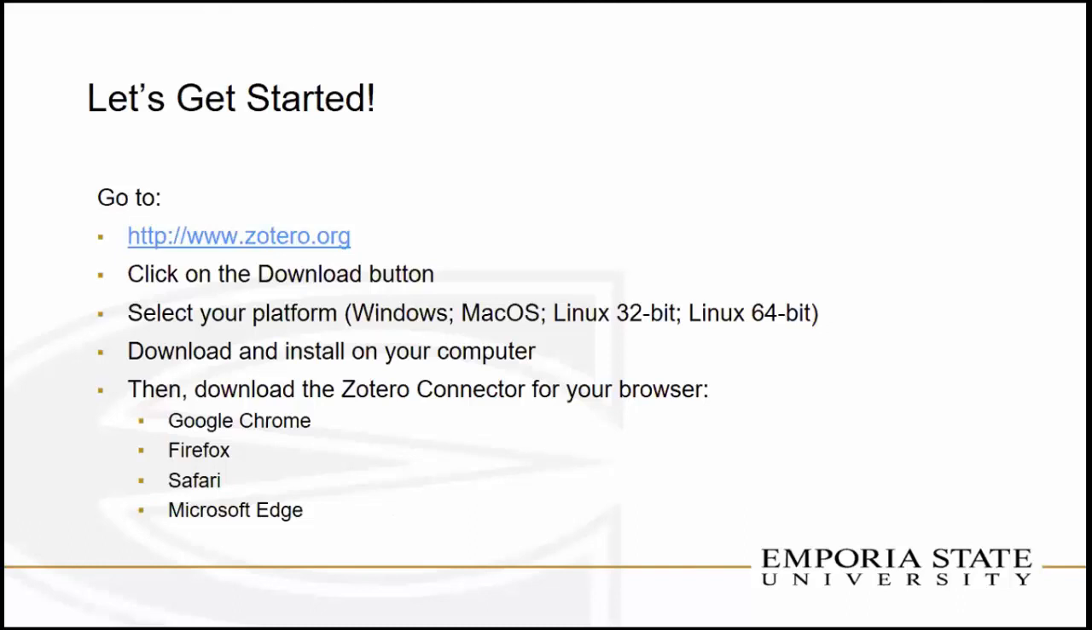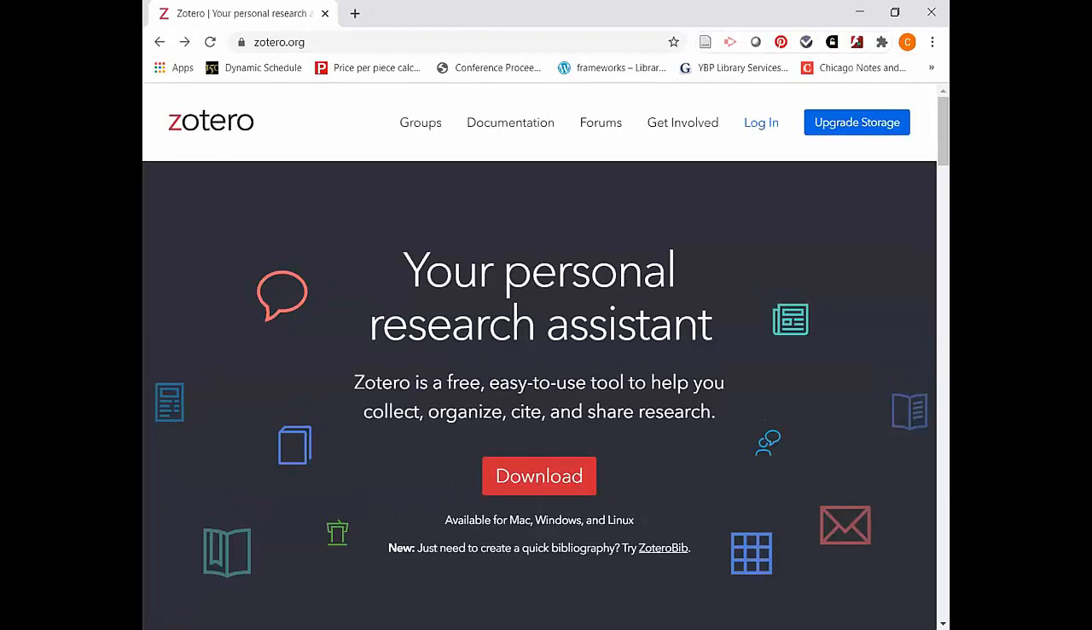So we're going to go ahead and get started. We're going to go to www.zotero.org, click on the download button. We will select a platform, and as you can see, Zotero supports a number of platforms for various computers. We'll download and install Zotero on your computer, and then I'm going to show you how to download a Zotero connector. This is a very important step because the Zotero connector will allow your browser to actually talk and connect with Zotero.